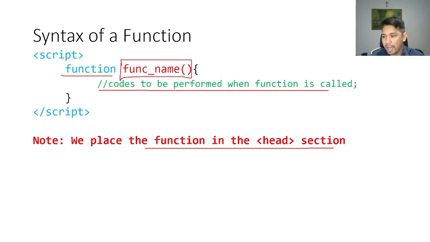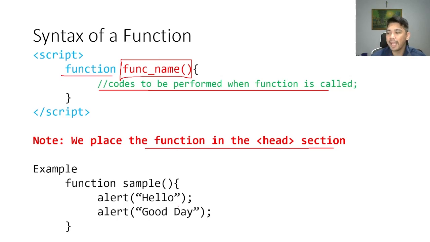So again, going back, for example, I have a function here. This is written inside the script. So I use the keyword function. I named it sample with parentheses. And then inside the block, I've placed two alerts. The first alert will display hello, and the second alert will display good day.